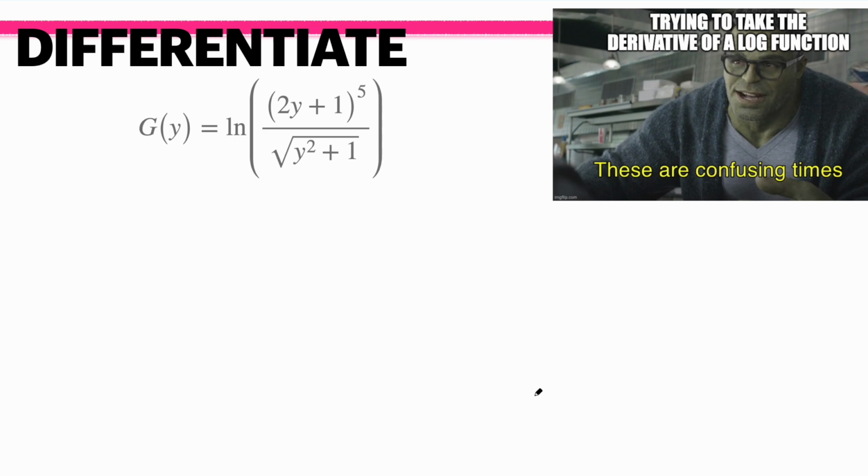So in this case, you can pause the video, attempt to do this problem, and then hit resume to see the answer. Because this already has a natural log, we can automatically go ahead and just break it using the properties. So this is going to be the natural log of (2y plus 1) raised to the 5th minus the natural log of the square root of y squared plus 1.